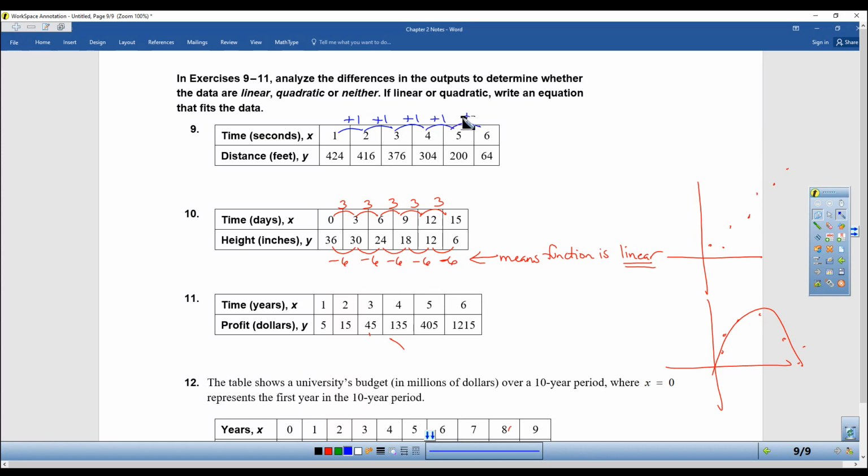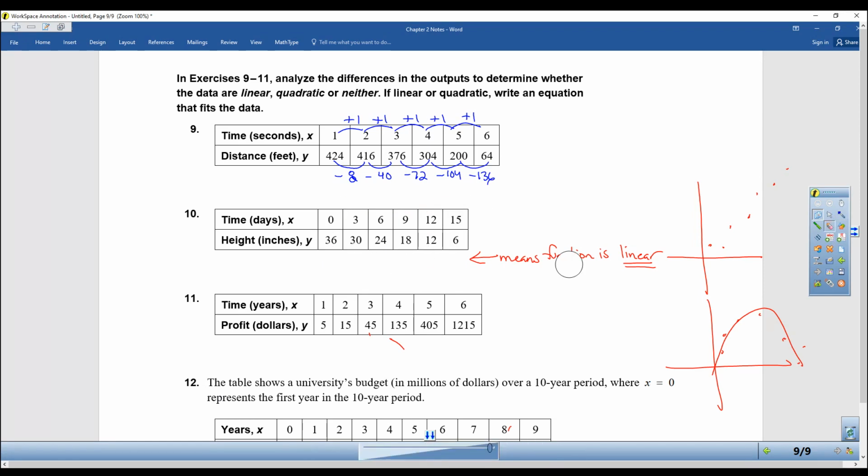Okay, so if the x value is going up at a steady pace, then you can find out what the y value is doing. This is going down 8. And then this one goes down 40. And then to get from 376 to 304, this goes down 72. And then to go from 304 to 200 is down 104. And then from 200 to 64 is down 136.